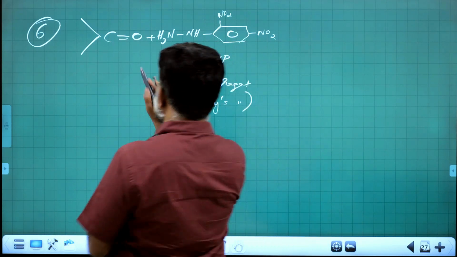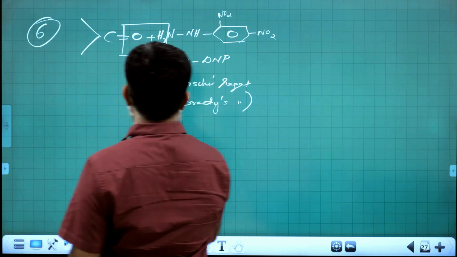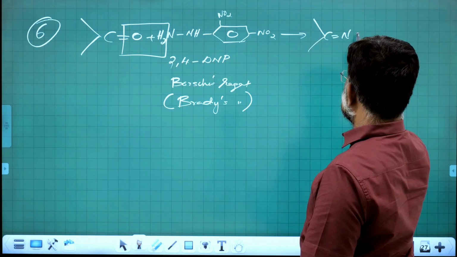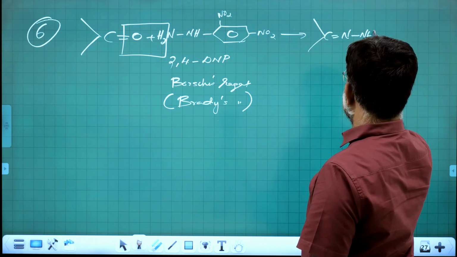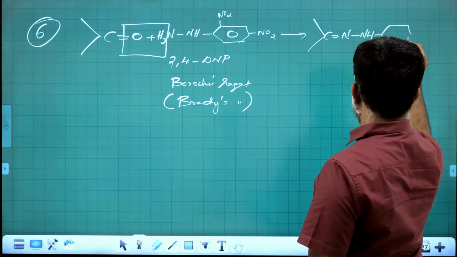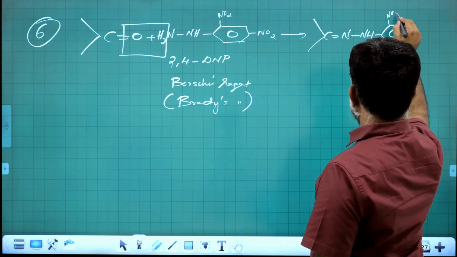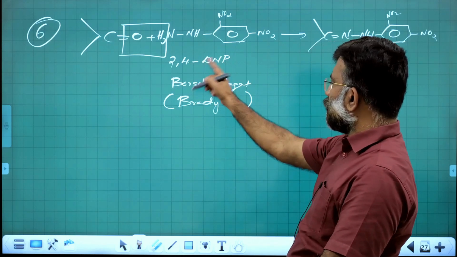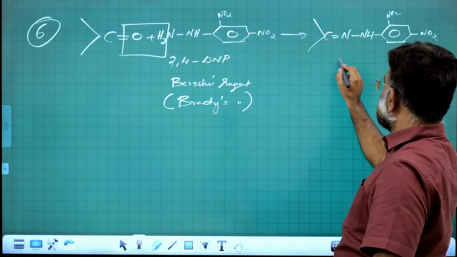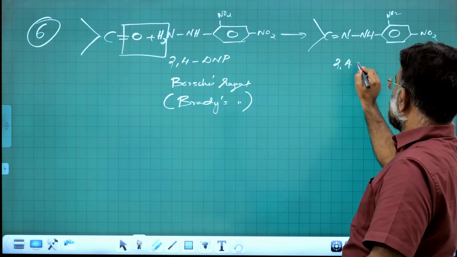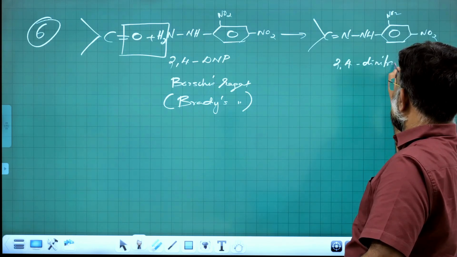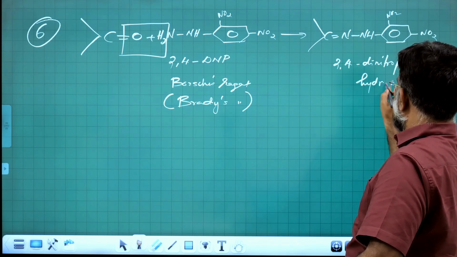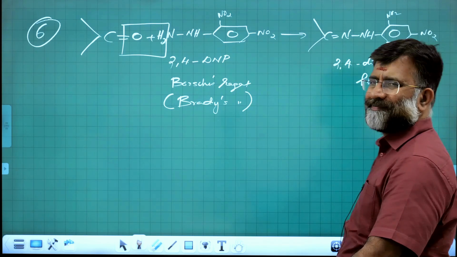And no difference in the reaction characteristics. This is the reaction as usual, and the product obtained is C double bond N NH. This is 2,4-DNP, 2,4-dinitrophenylhydrazine, and this is 2,4-dinitrophenylhydrazone. Hydrazone. That's all.